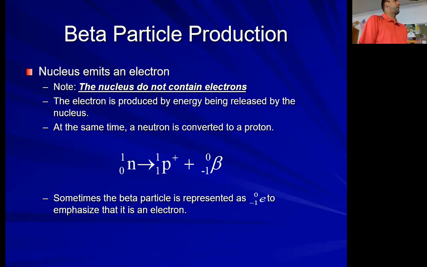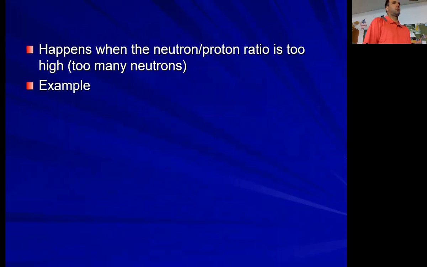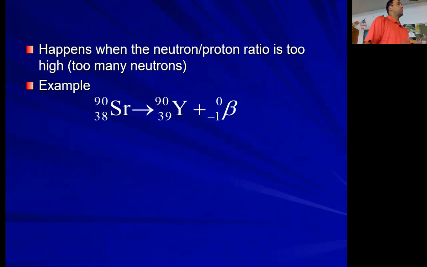So the beta is written as an electron. An example of this: it happens when the neutron-proton ratio is too high, too many neutrons. It will tell you strontium undergoes beta decay, is how the question is going to be worded. So strontium-90. I write strontium-90 symbolically. Now, why is it a 38? Atomic number of strontium.